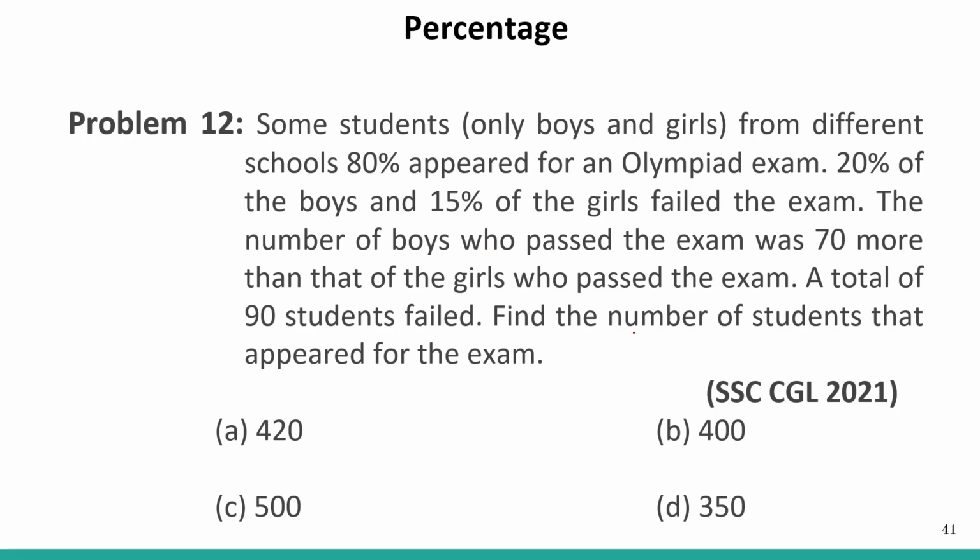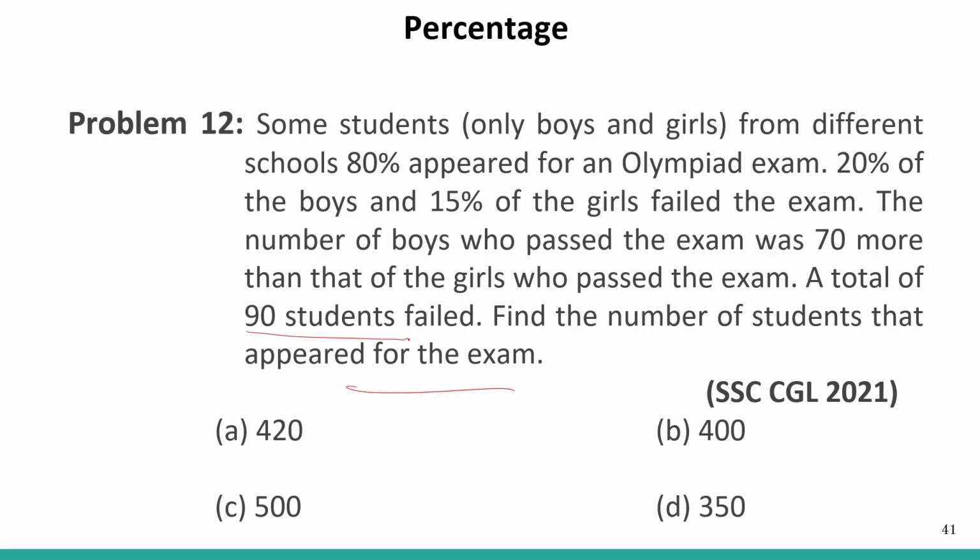Some students, only boys and girls from different schools, 80% appeared for an Olympiad exam. 20% of the boys and 15% of the girls failed the exam. The number of boys who passed the exam was 70 more than that of the girls who passed. A total of 90 students failed. Find the number of students that actually appeared in the exam.